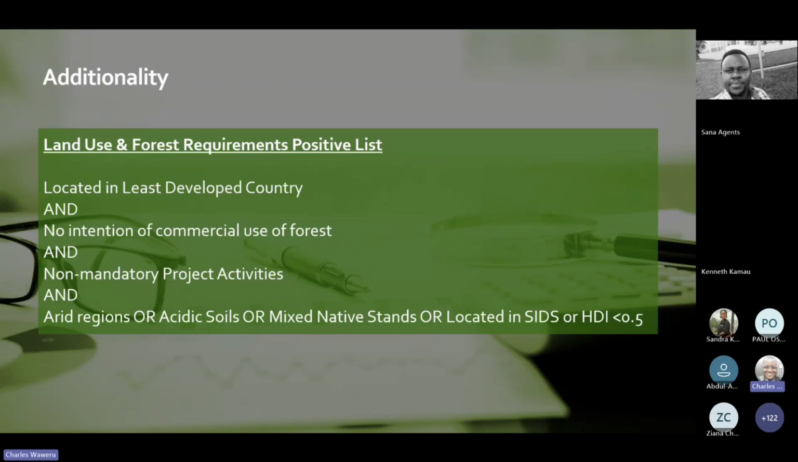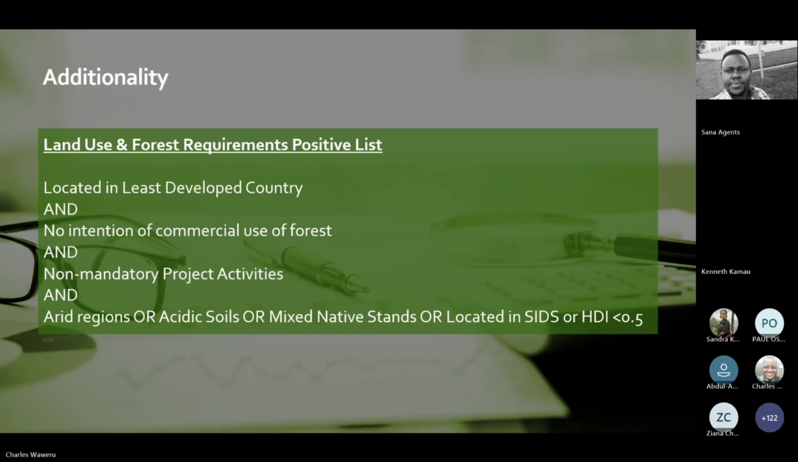Now, under additional requirements, where you must prove at least 1, there are 4. The first one, I said, the project region has annual precipitation of less than 600 millimeters. Number 2, if you can't prove the first one, is the project area has a soil pH of less than 4. Thirdly, if you can't prove the first 2, the other one you can prove is project activities plant 5 or more native species in mixed stands across at least 50% of the project area. Remember I mentioned that whereas there is no restriction on specific species, the only restriction is 1, it should not be invasive, and 2, you must plant 5 or more native species in mixed stands across at least 50% of the project area.